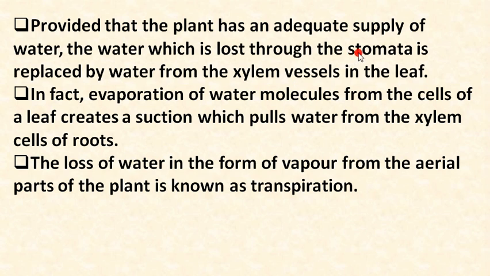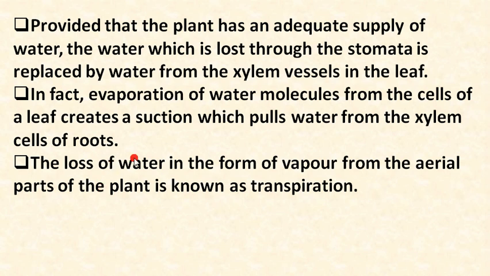Okay, as we know stomata is a structure in leaves. Okay, so in leaves stomata is a pore, an opening and closing pore for using the water. Okay, so water can be lost from this stomata. Now this lost water is replaced by the xylem water. Okay, in fact evaporation of water molecules from the cells of a leaf creates a suction which pulls water from the xylem. जैसे जैसे evaporation होगा water release होगा, water lost होगा. So this loss of water pulls the water, मतलब water को अपनी तरफ खींचेगा from the xylem cells of the roots.